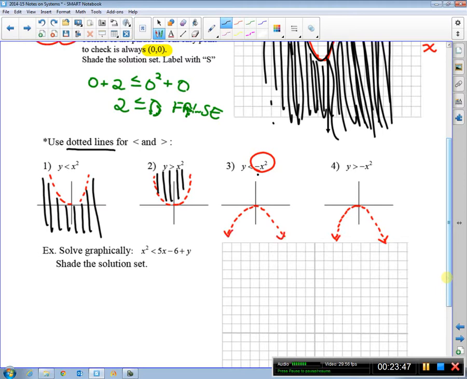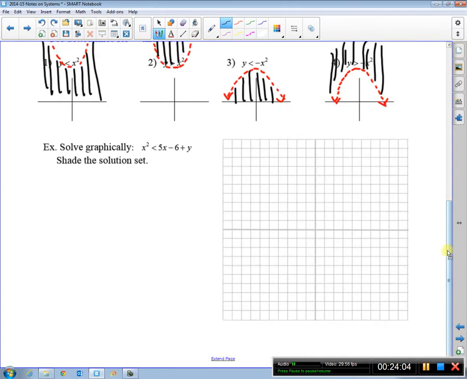So y is less than is lower, y is greater than is above. So whether the parabola is upside down or right side up, you're still using that idea of below and above. So let's see what we have on the next example.